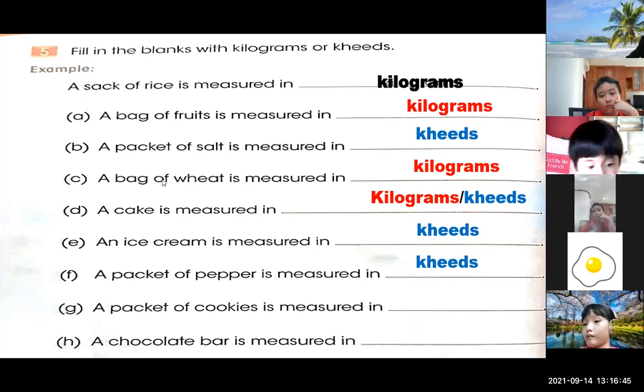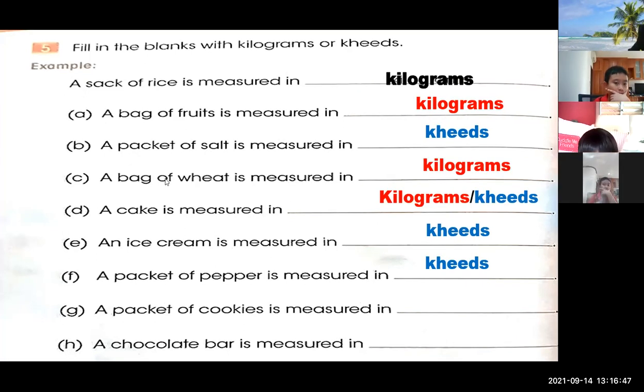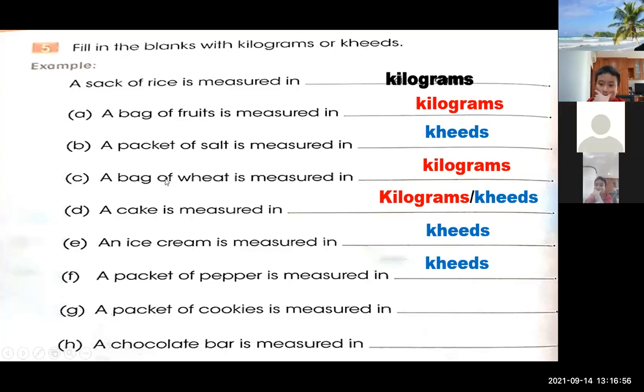We measured in? What dish? Oh, what dish? Page 52. Page 52. Thank you. Okay, you're welcome. So here, 10. How about 10?